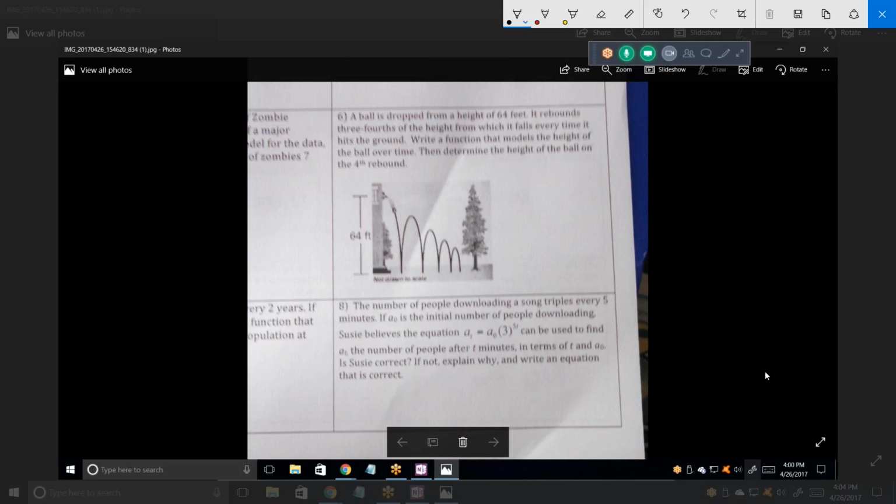All right, how about number 8? The number of people downloading a song triples every 5 minutes.